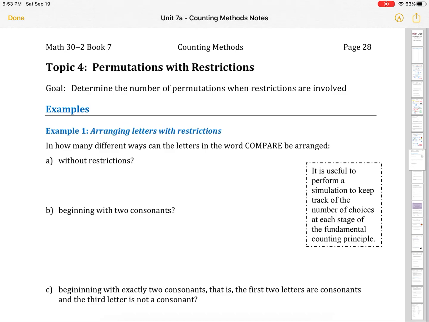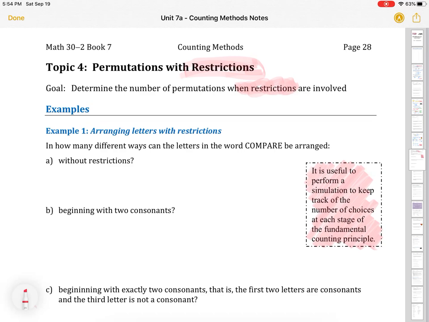All right, topic number 4, permutations with restrictions. So our goal today in this lesson is to determine the number of permutations when we start to have restrictions. Arranging letters with restrictions. How many ways can the letters in the word compare be arranged? Without restrictions, or beginning with 2 consonants.